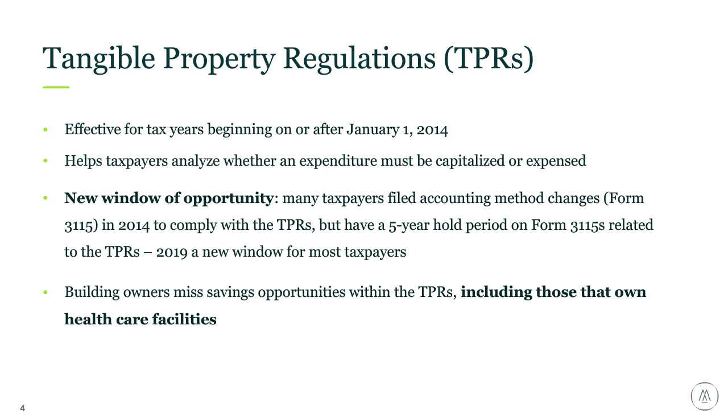Taxpayers who file accounting method changes, otherwise known as Form 3115s, are not able to file another accounting method change related to TPR for 5 years. Since many taxpayers filed these 3115s for the 2014 tax year to just simply comply with the regulations, the 2019 tax year is a new window of opportunity.